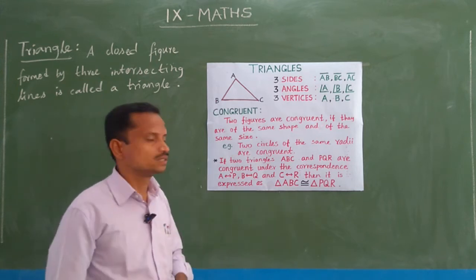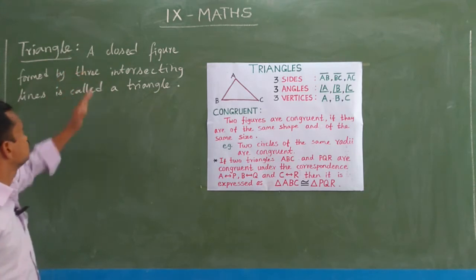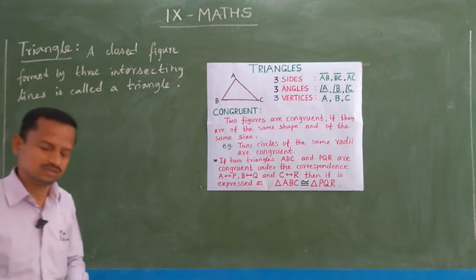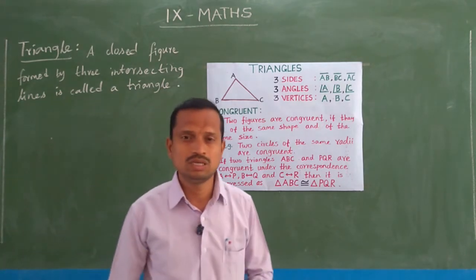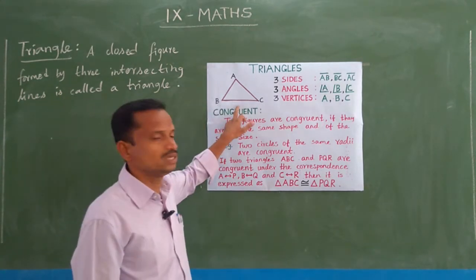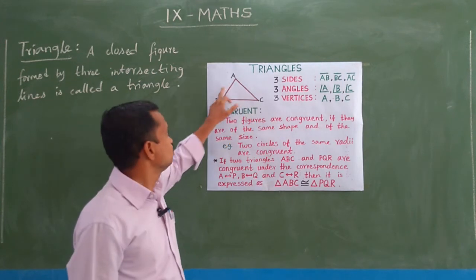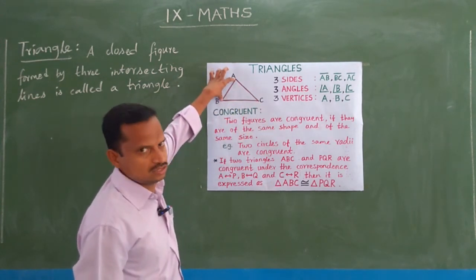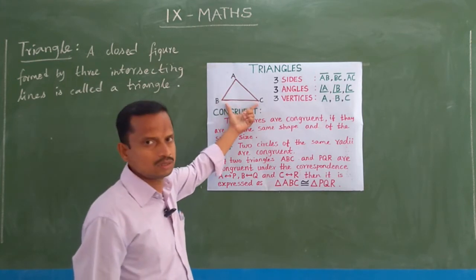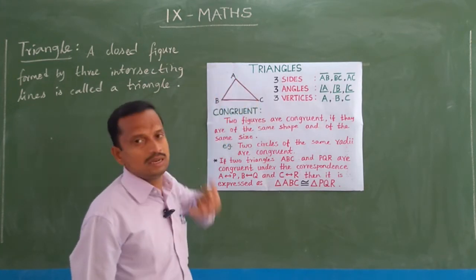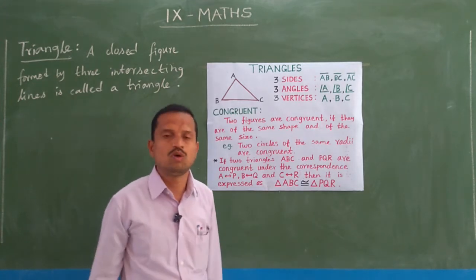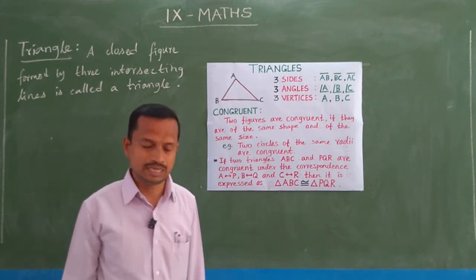So a triangle, you see, is a closed figure formed by three intersecting lines. You look at that figure. So three intersecting lines. This is one line segment, this is another line segment, this is another line segment. So three lines intersect to form a closed figure which is called a triangle.